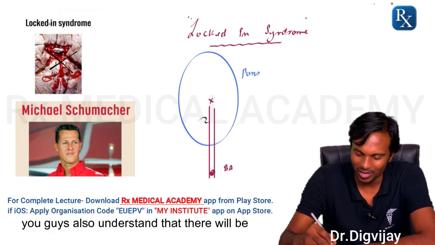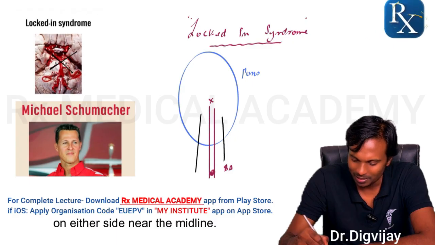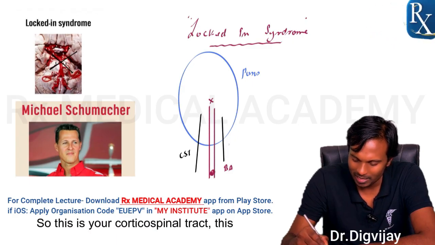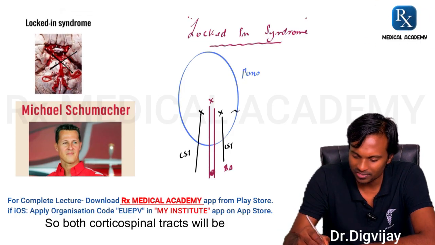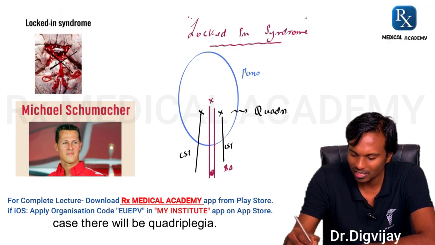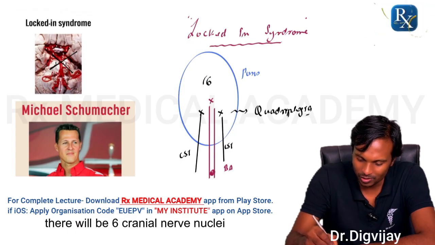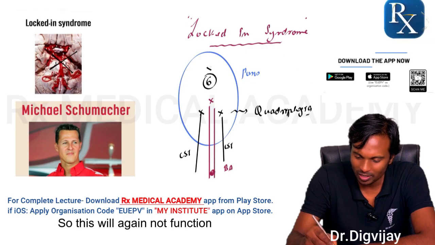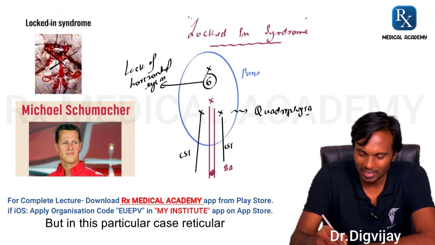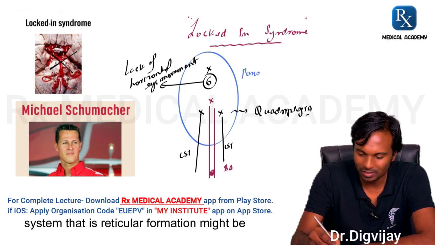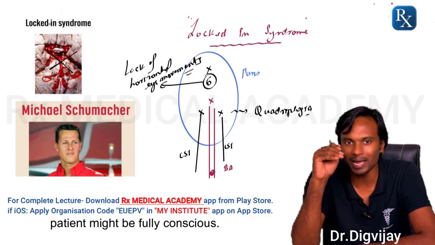Now you also understand that there will be corticospinal tracts on either side near the midline. So this is your corticospinal tract, this is again your corticospinal tract. So both corticospinal tracts will be affected, and therefore in this case there will be quadriplegia. And there will be the 6th cranial nerve nuclei somewhere near the center. So this will again not function, resulting in lack of horizontal eye movements. But in this case, the reticular system, that is the reticular formation, might be intact. Therefore your patient might be fully conscious.